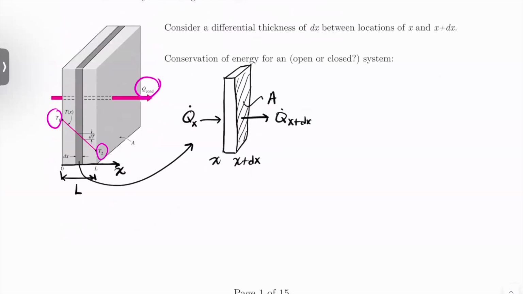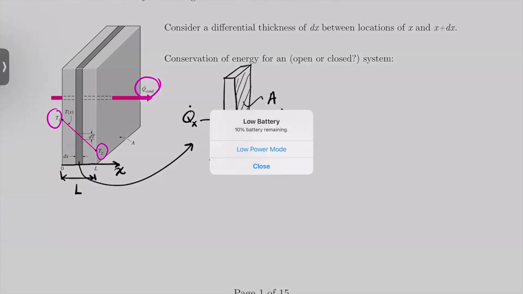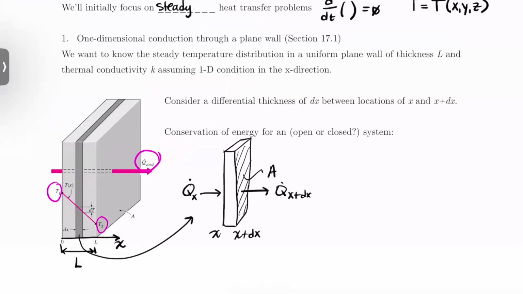All right, so since we want to find T of x, and there's no mass flow in this system, would this be an open or closed system? Yeah, it's closed. So there's no mass flow. We're just looking at a slab of solid material. So this is just a closed system.